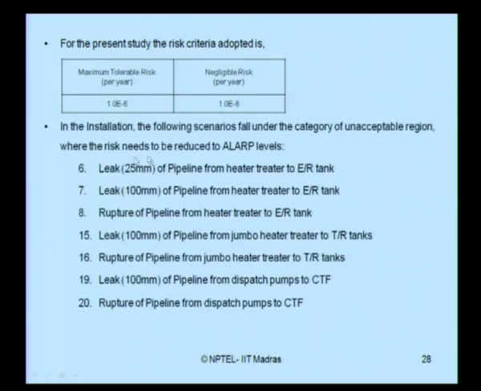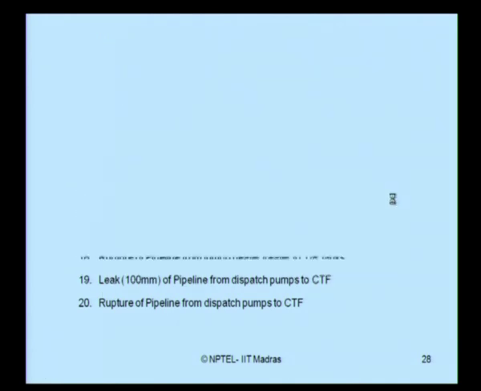In the installation, the following scenarios fall under the category of unacceptable region: leak of 25 mm in the pipeline from heater treater to ER tank, leak of 100 mm leak diameter of the pipeline of 8 inches dia in the same segment, rupture of the pipeline, then leak of the pipeline from jumbo heater treater to TR tanks, rupture of the pipeline in the same segment, then leak of the pipeline from dispatch pumps to CTF, and rupture of the pipeline from dispatch pumps to CTF. These are all the scenarios which have been given a specific number of 6, 7, 8, 15, 16 depending upon the serial number of what you have analyzed in the previous record.